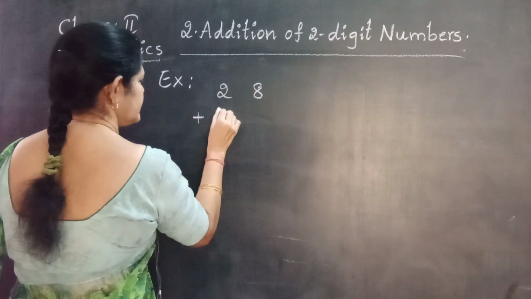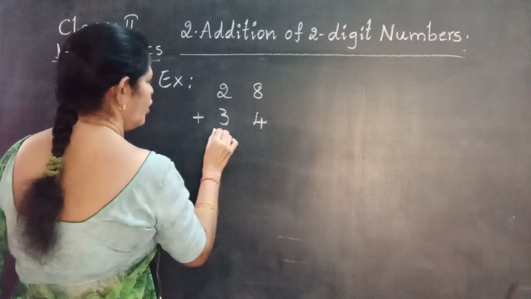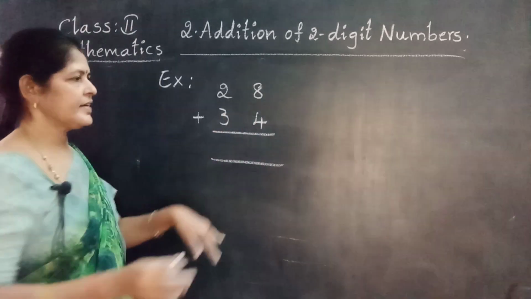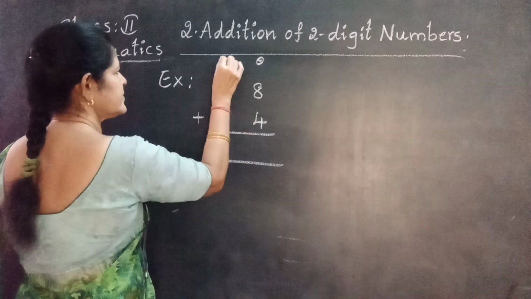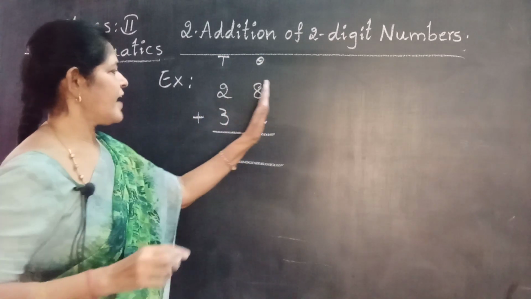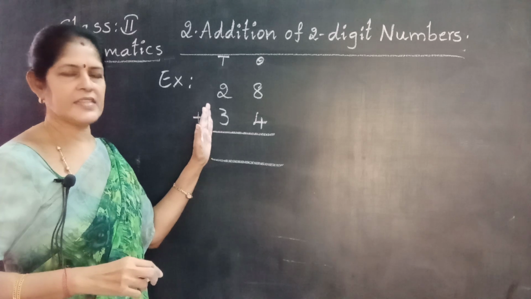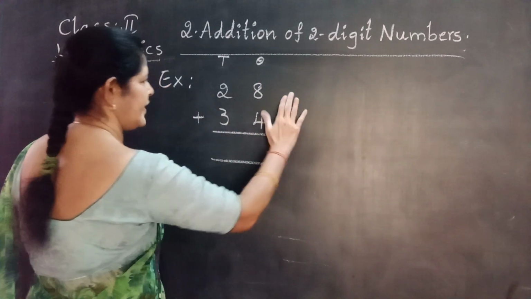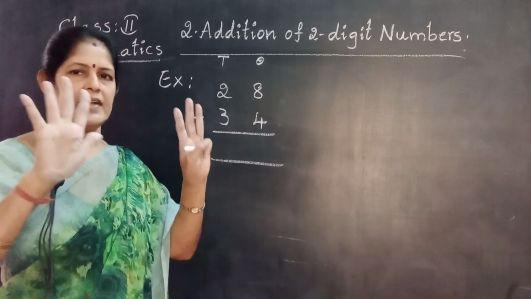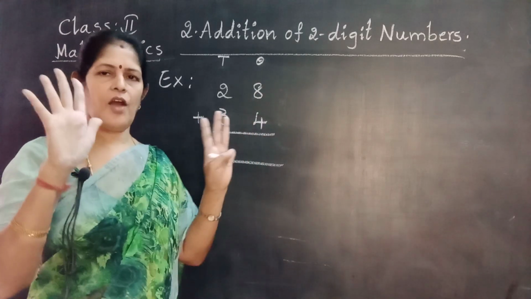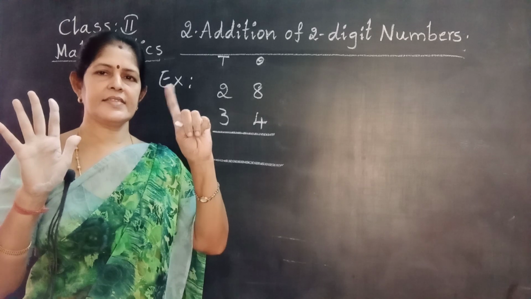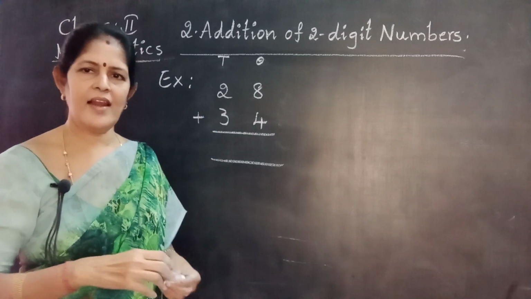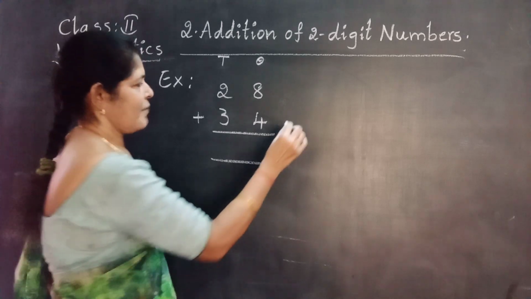28 plus 34. Both are 2-digit numbers. Adding ones, then go to tens. These are ones, these are tens. Addition starts every time from the ones place. Same process. Take 8 fingers. 4 after 5, 6, 7, 8, 9, 10, 11, 12. 12 is a 2-digit number.